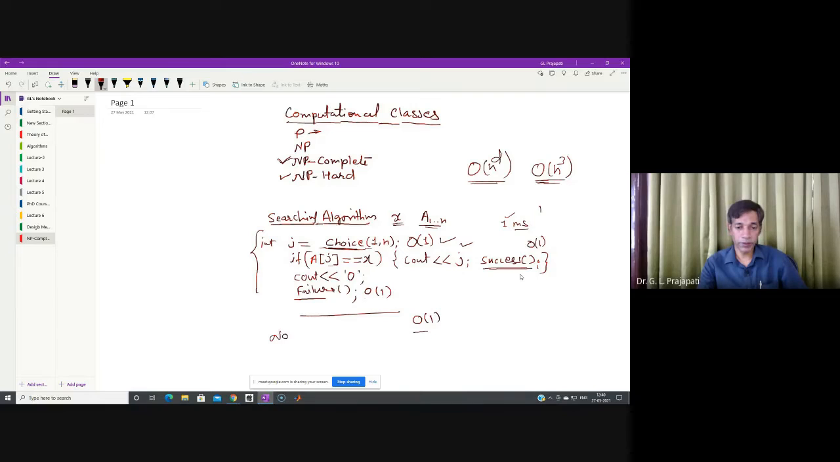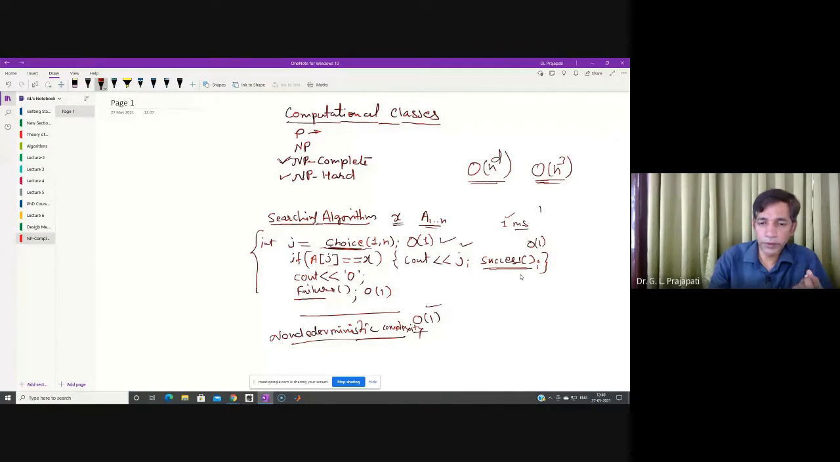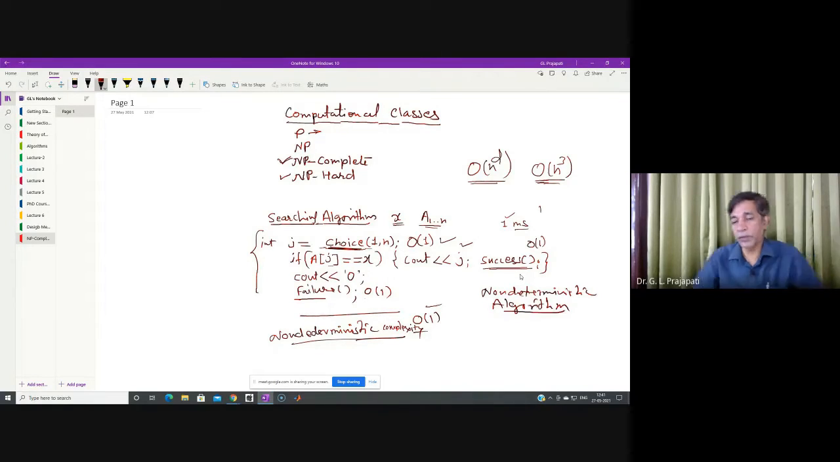So you can say that this is non-deterministic complexity. So the non-deterministic complexity of your searching algorithm is constant. Okay. So since this statement is not clear, we can say that this is the non-deterministic algorithm. And non-deterministic algorithms cannot be implemented in any programming language.